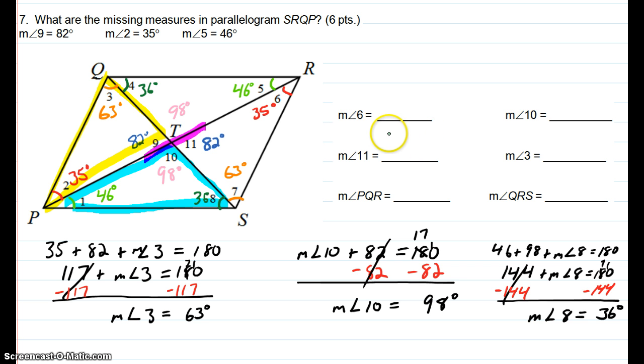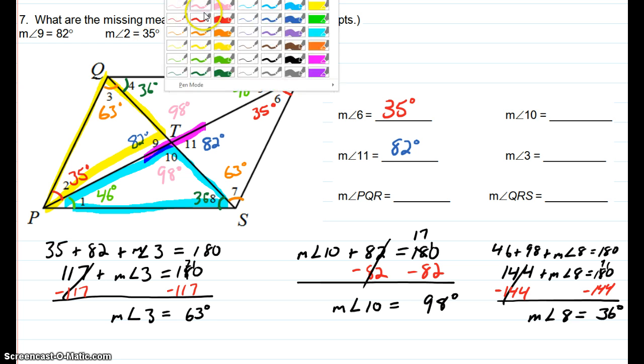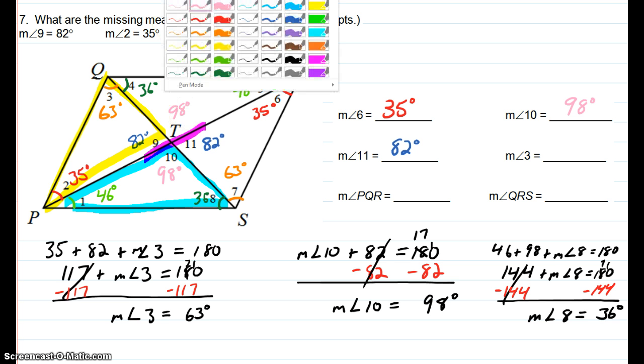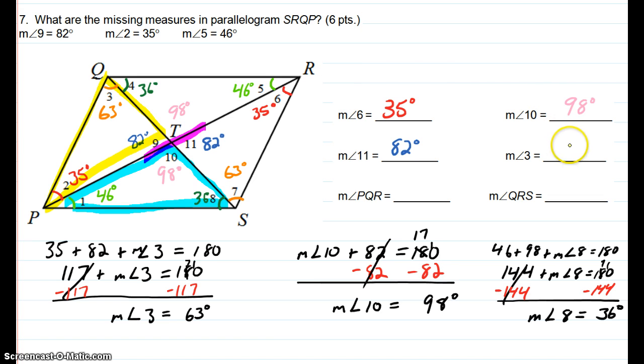So the measure of angle 6, oh, that was 35 degrees. The measure of angle 11 was 82 degrees. The measure of angle 10, here we go, the measure of angle 10 was 98 degrees. And the measure of angle 3 was 63 degrees.